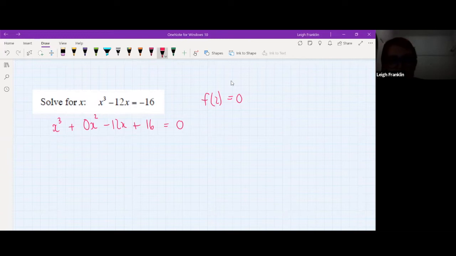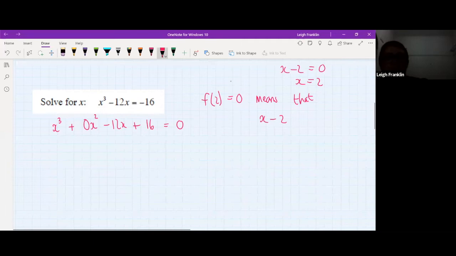It means that x minus 2 is a linear factor. So we've got to remember to change the sign, because in order to get this 2 over here, we had to take our bracket and make it equal to 0, and then take that 2 over to the other side. So that's why x minus 2 is a factor.